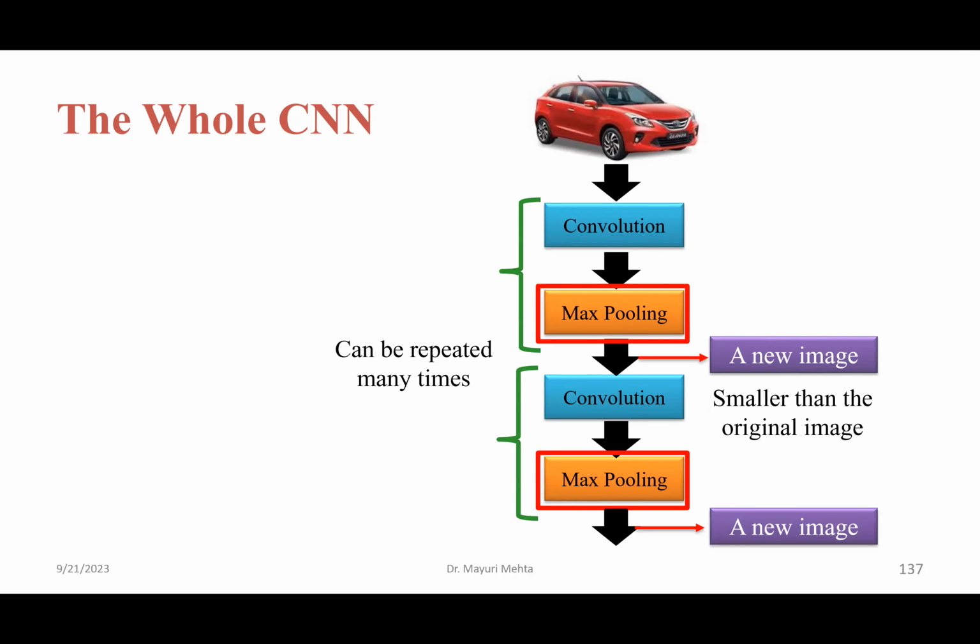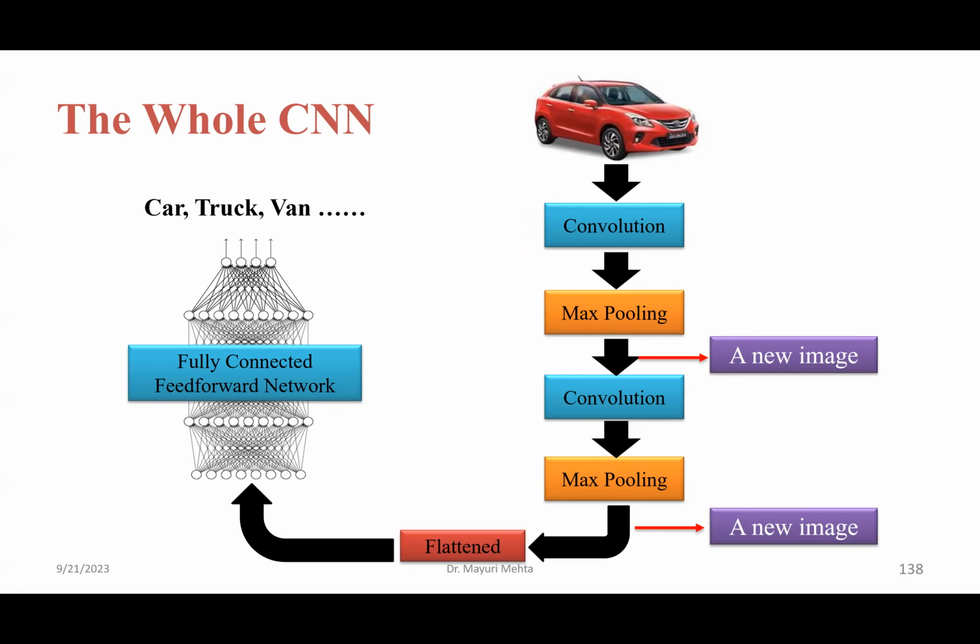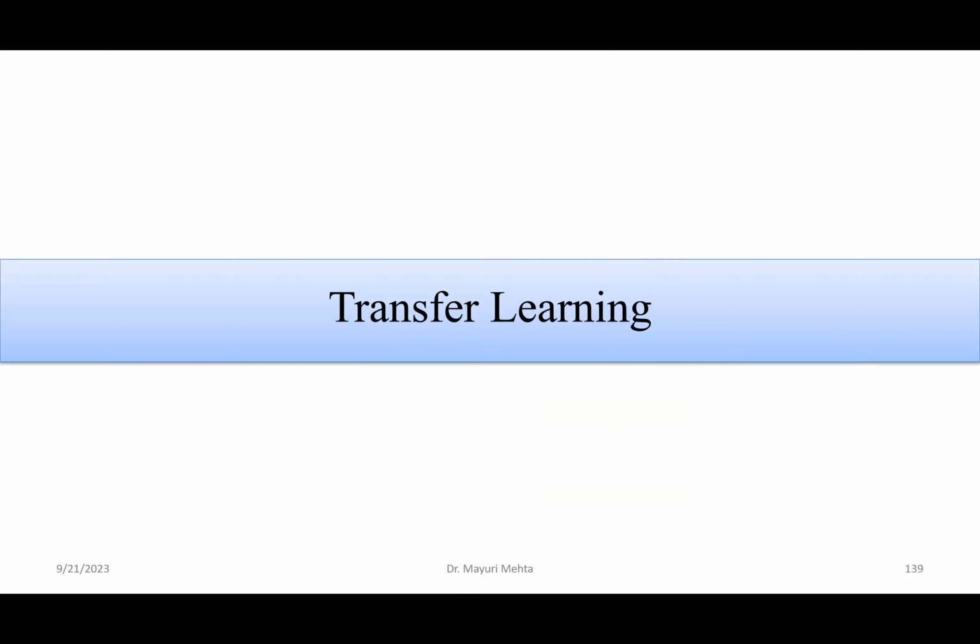Then we have the next block of convolution and max pooling. These blocks are repeated and we get another image, which is further reduced in size. We have several such blocks, and after them we flatten the feature map of the image. Finally it is fed to a fully connected feed forward network and we get the classification. This is how the whole CNN looks. That was all about the architecture of a convolutional neural network.